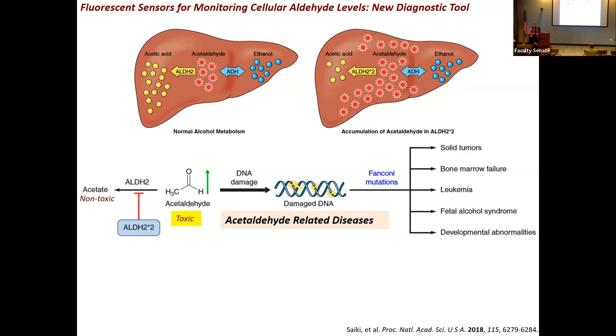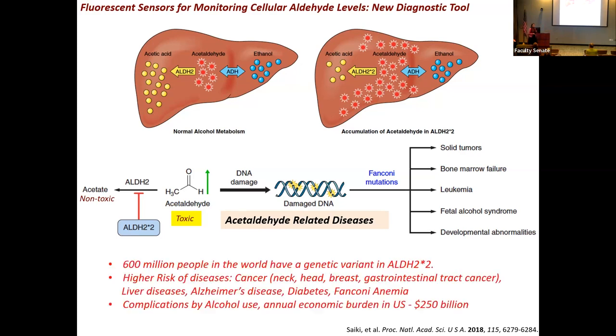Now, you must be thinking, how many people have this mutation of ALDH2? And actually, it's a significantly higher number. More than 600 million people have this gene, this enzyme, mutated. And therefore, all those people are at high risk of getting a variety of different cancers, Alzheimer's disease, diabetes, and Fanconi anemia. And the idea is, can we develop a sensor by which we can determine the concentration of these, because again, they are metabolically produced in our body, which is okay, and they perform good functions, but the higher level is the one which is bad.